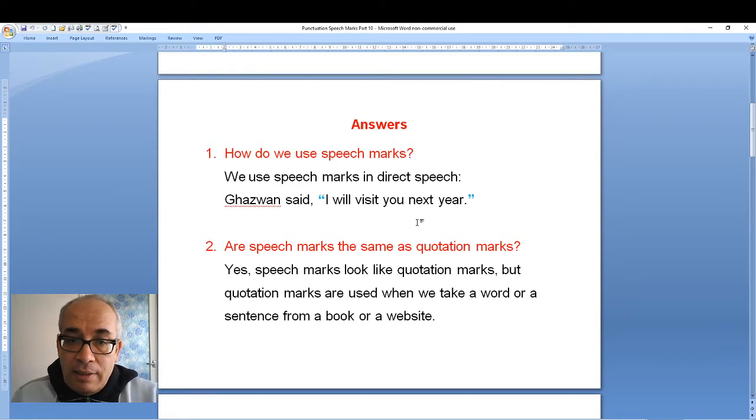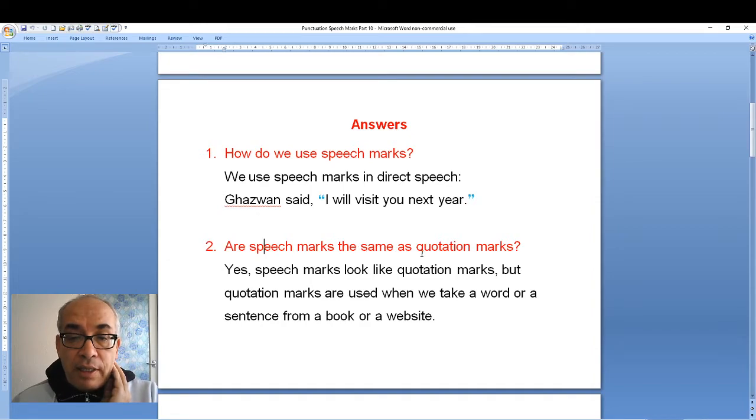Ghazwan said this sentence. So what do I do? I use a comma after said and I put speech marks before the sentence and speech marks after the sentence. This means this is exactly what Ghazwan said. So this sentence is direct speech, and in direct speech, what do we use? We use speech marks before the sentence and speech marks after the sentence.